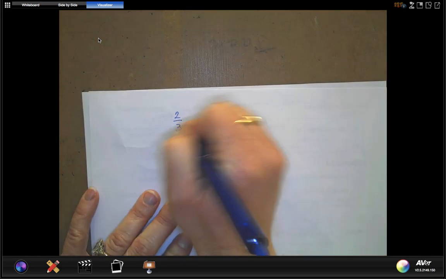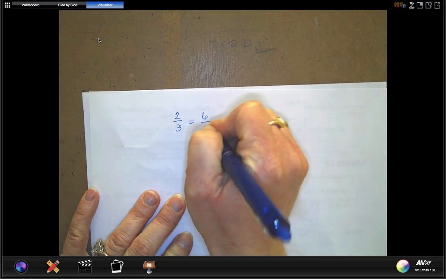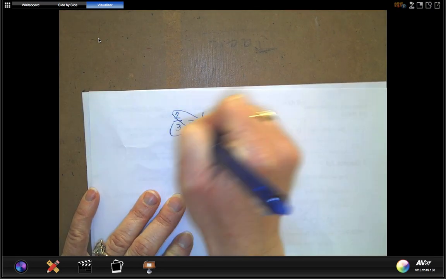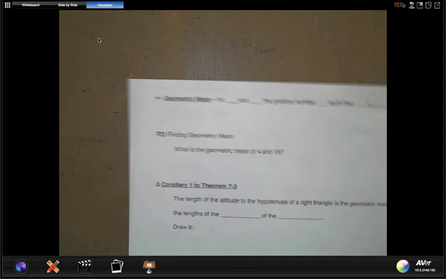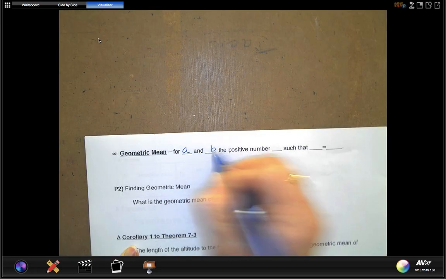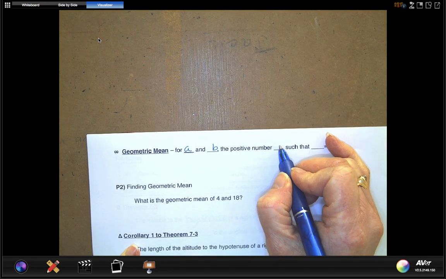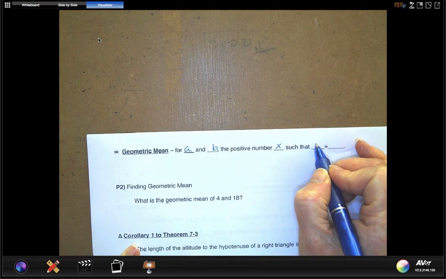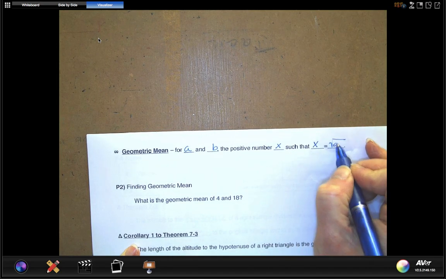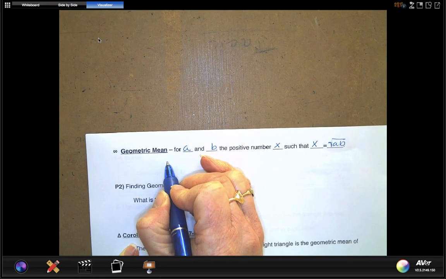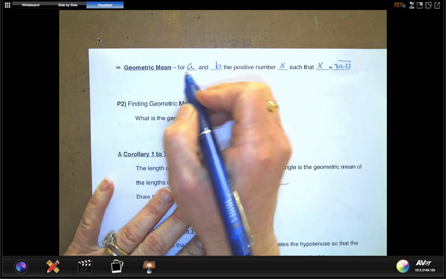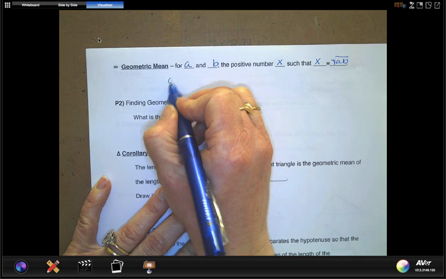Remember before we talked about extremes and means, and we said that like if we had 2 over 3 is equal to 6 over 9, these numbers were the extremes and these were the means. So we're kind of back to that here. All right, geometric mean. So the geometric mean for A and B is the positive number x such that x is equal to the square root of A times B. So you know the arithmetic mean is when you add everything up and divide by the total. So this is just another kind of mean, so it's a geometric mean.